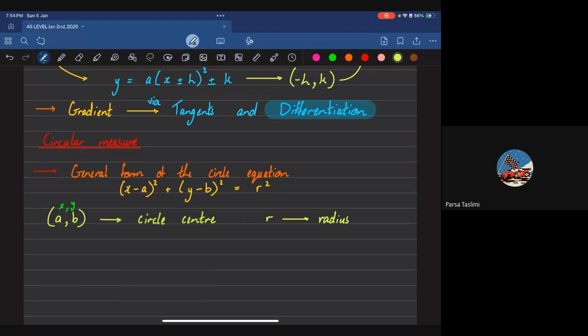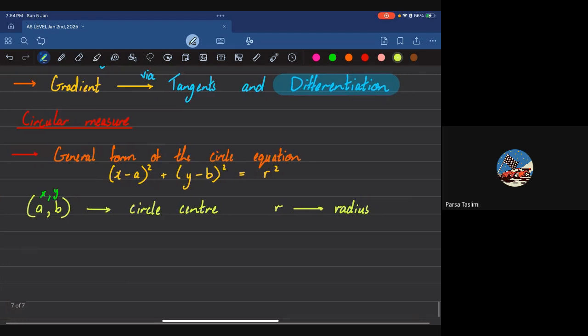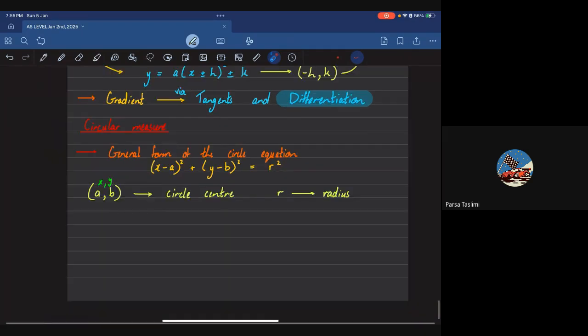Is this clear, guys? Any issues at all with this? No, sir, no issues. Perfect. This is how you're going to use your circle equation. This is the general form of your circle equation where your radius is squared. Keep this in mind, please, that your radius is squared and there's a negative sign used over here. All right. Any issues with this?